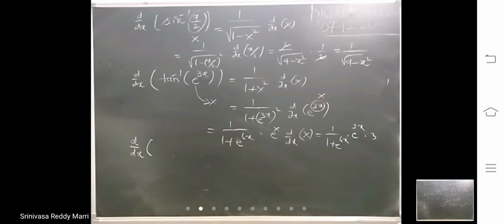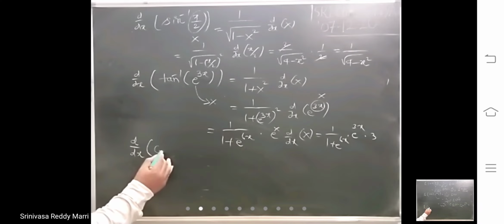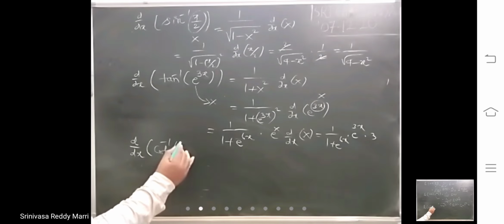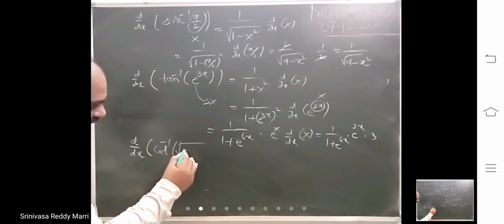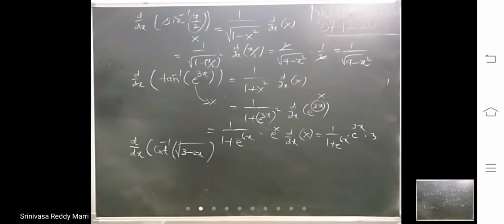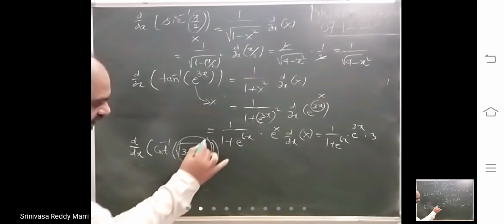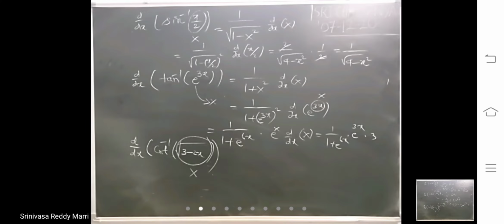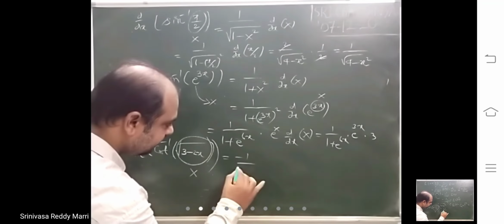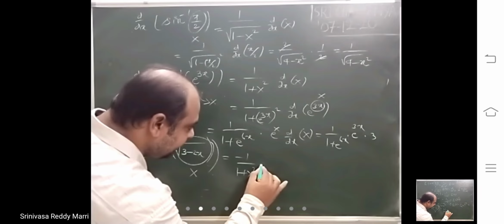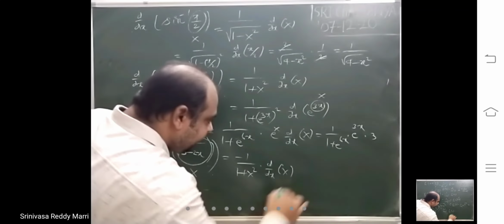Suppose another example. D by dx of cot inverse root of 3 minus 2x. Look, what is the first rule? Always depend on the first rule. Cot inverse. Whatever is under the root, I take it as capital X. So the cot inverse capital X formula is what? Minus 1 by capital X square into d by dx of capital X.